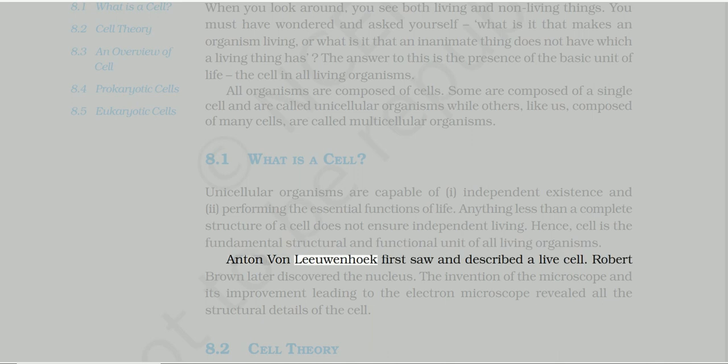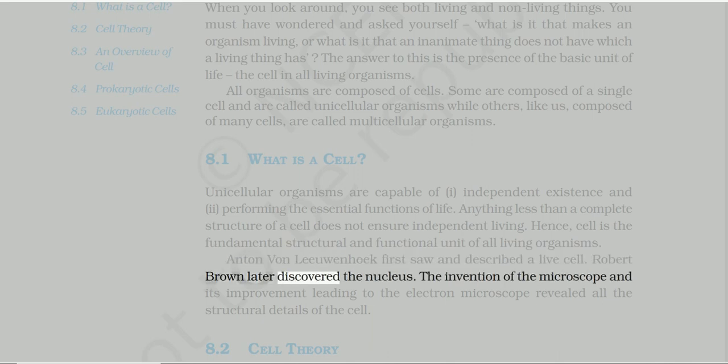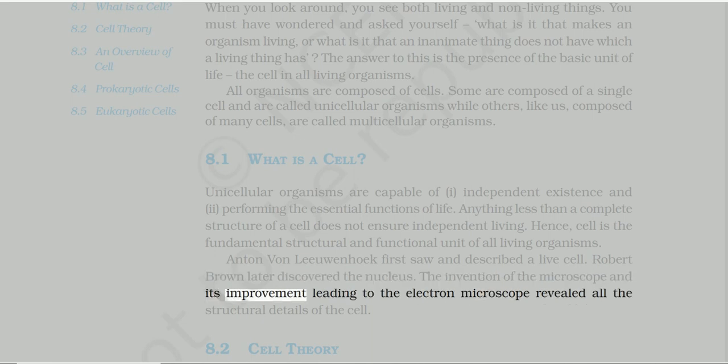Anton von Leeuwenhoek first saw and described a live cell. Robert Brown later discovered the nucleus. The invention of the microscope and its improvement leading to the electron microscope revealed all the structural details of the cell. 8.2 Cell theory.